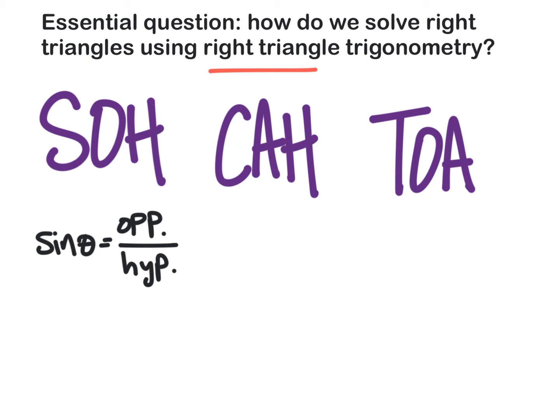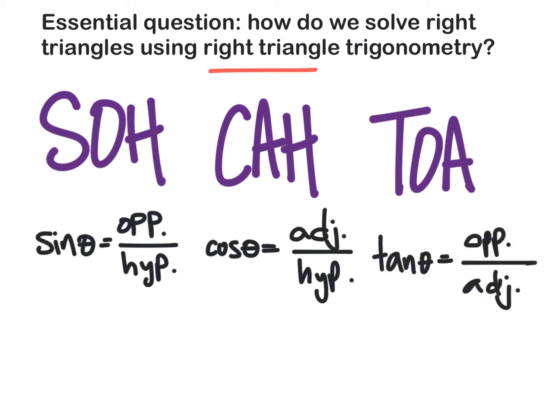The SO is in reference to the sine of an angle is equal to the opposite side over the hypotenuse. The CA is the cosine of an angle is equal to the adjacent over the hypotenuse. And finally, the TOA, the tangent of an angle, is equal to the opposite over the adjacent.